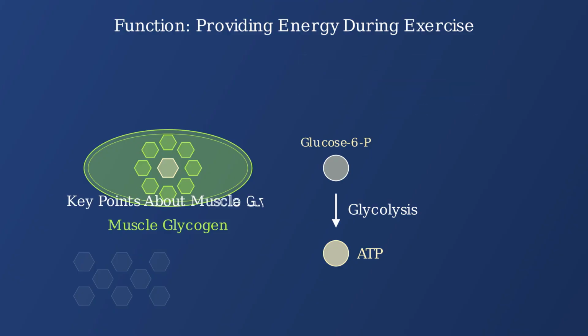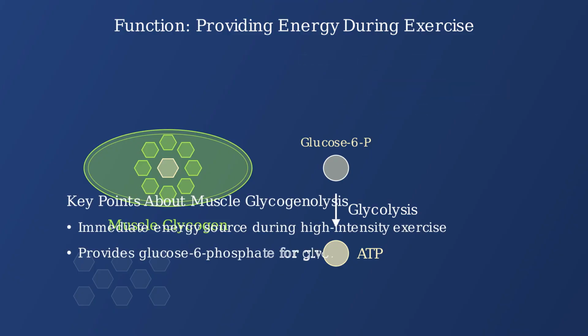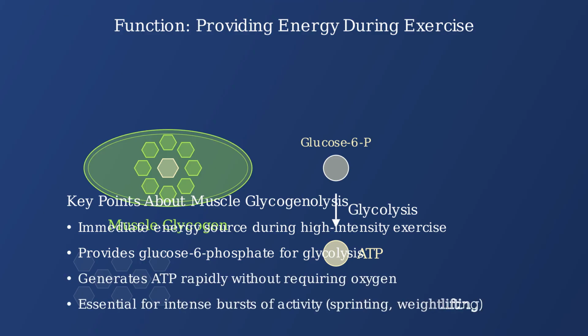This process is especially important because it can generate energy without requiring oxygen, making it crucial for intense bursts of activity like sprinting or weightlifting. This makes muscle glycogenolysis critical for short-duration, high-intensity exercise where ATP demands are high and oxygen utilization cannot keep pace.